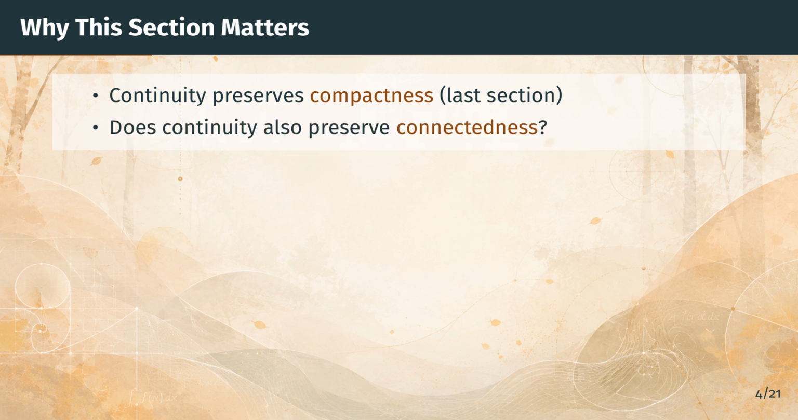So a natural question presents itself. Compactness is one major property of sets from Chapter 2. Connectedness is the other. If continuous maps respect compactness, do they also respect connectedness? In other words, if the domain is in one piece, must the image also be in one piece? The answer, as we will prove, is yes.